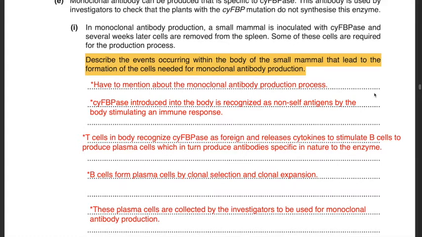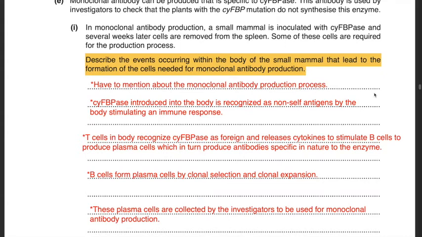When an immune response occurs, T cells in the body recognize this enzyme as foreign and release cytokines, because the role of T cells is to release cytokines which stimulate B cells. And what do B cells do? Well, they produce plasma cells, which in turn produce antibodies specific in nature to the enzyme.